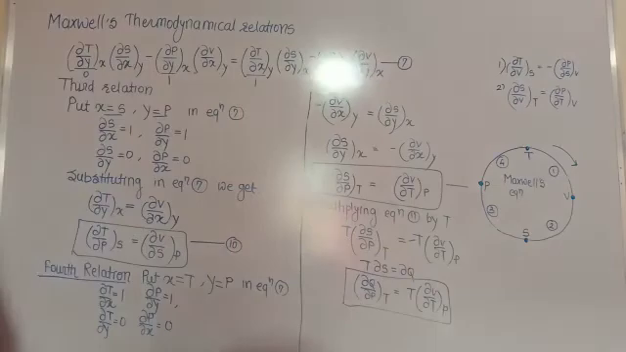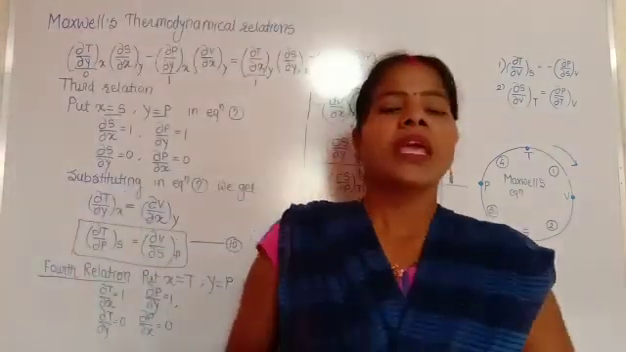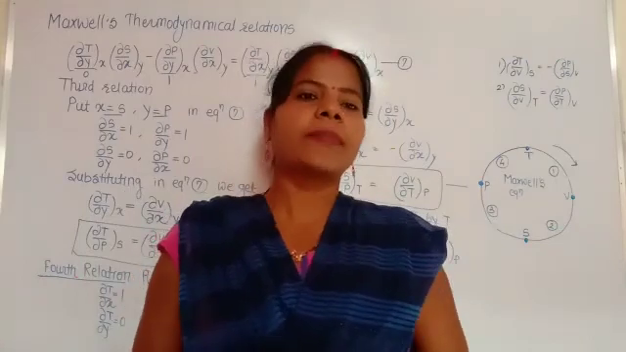Okay. So in this way, our topic is completed. Maxwell thermodynamic relations are completed here. In the next class, we will see the Clausius-Clapeyron equation.